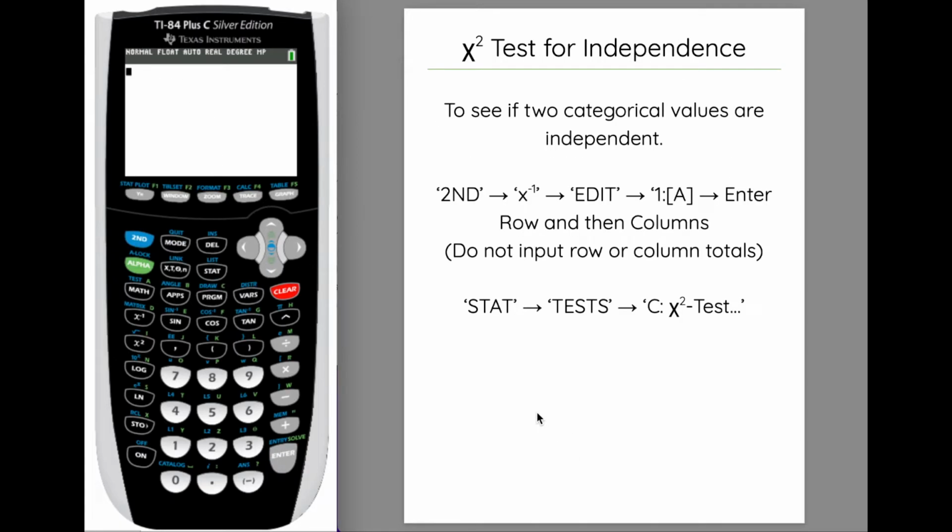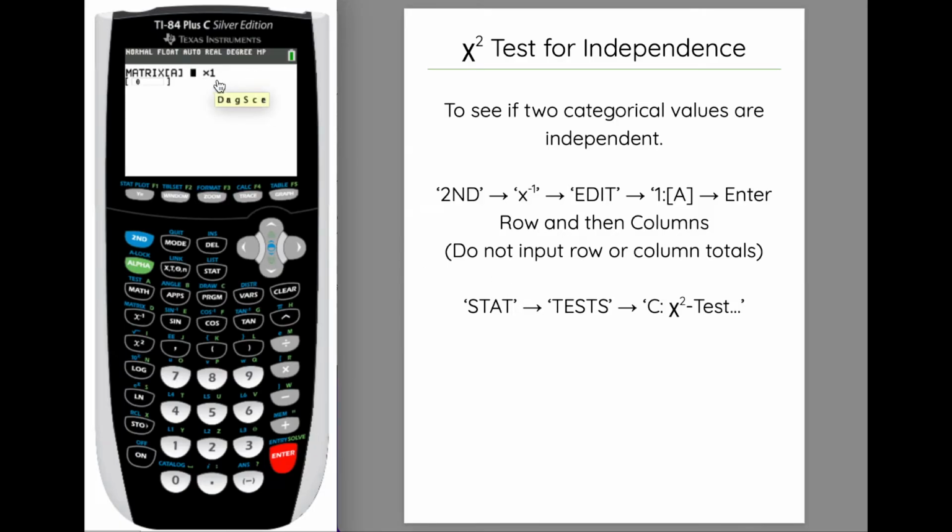Okay, we might also have to do a test for independence, and the way you know it's a test for independence is because there's going to be a table with categorical data, and that needs to be input into a matrix. So if we hit second x to the minus 1, we get the matrix here, and we want to scroll over here to the edit button, because we want to edit this matrix. And so make sure we do edit this one, and we hit enter for matrix A, and then it's asking us the column and the rows.